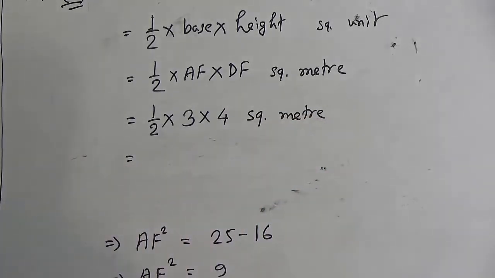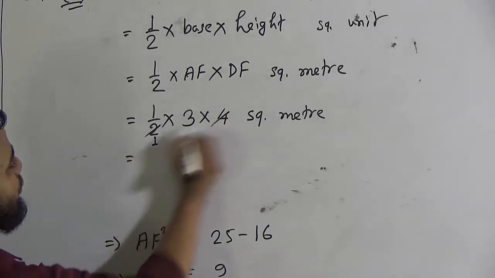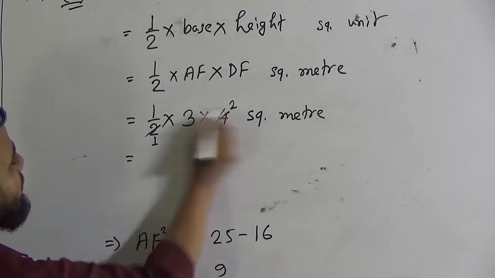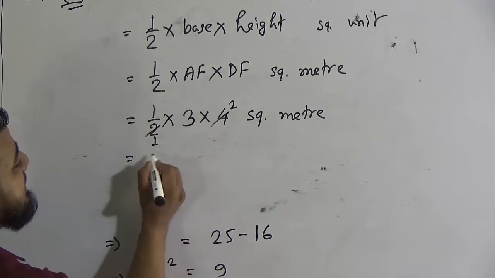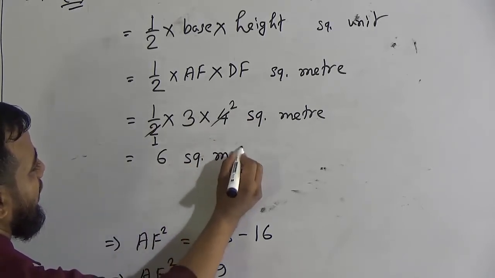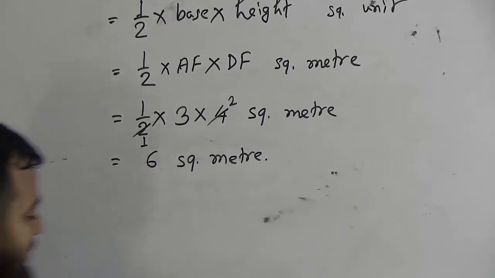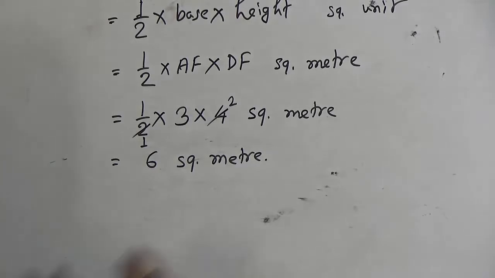That's equal to, my dear students, we can cut the denominator and numerator by 2. 2 1s are 2, 2 2s are 4. So 1 3s are 3, 3 2s are 6. So 6 square meter is the area of the triangle ADF. Okay, we have found out the area of the triangle ADF. This is our answer, my dear students.